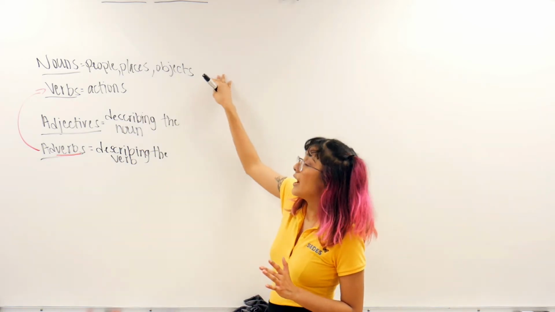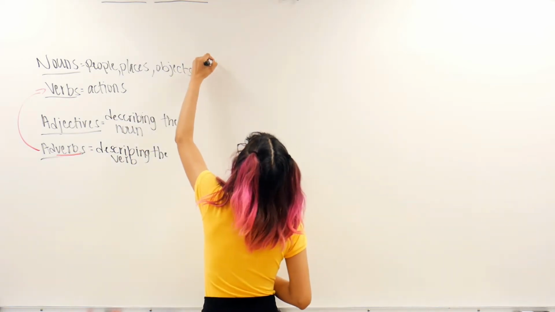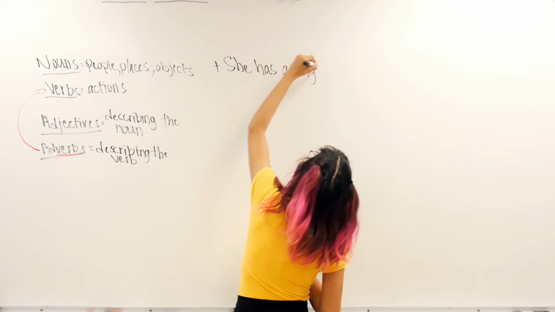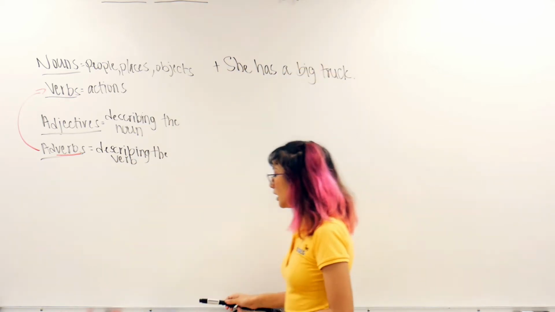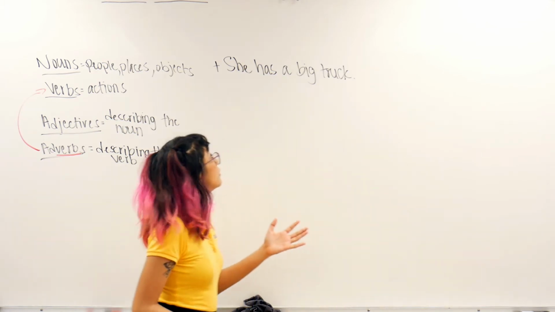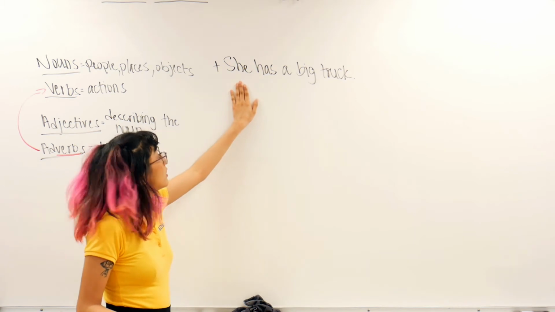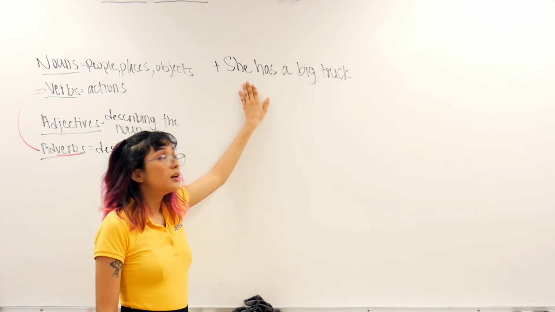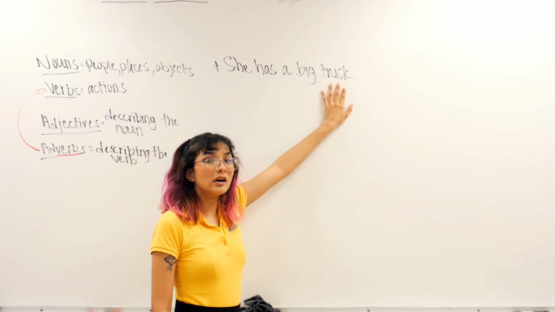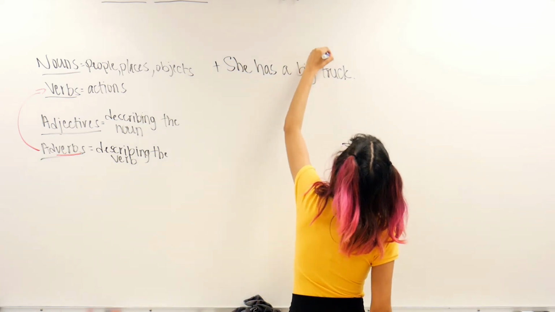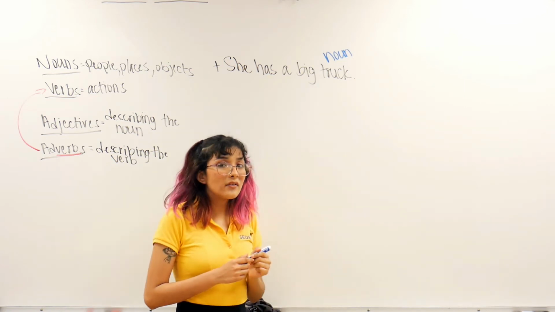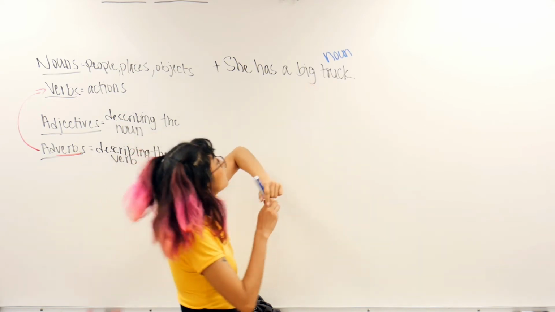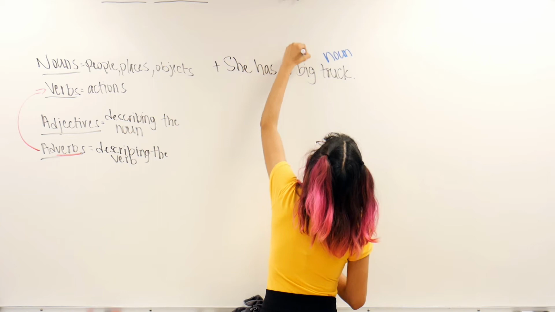First, let's use our nouns and our adjectives. Let's have a positive statement. We're going to say, she has a big truck. Here, what am I talking about? We're talking about the person, she. But are we describing the person? Is there any description of the person, she? No. But we are talking about a truck. So our truck is our noun. What is the description of the truck? That it's big. So here, big is going to be our adjective.